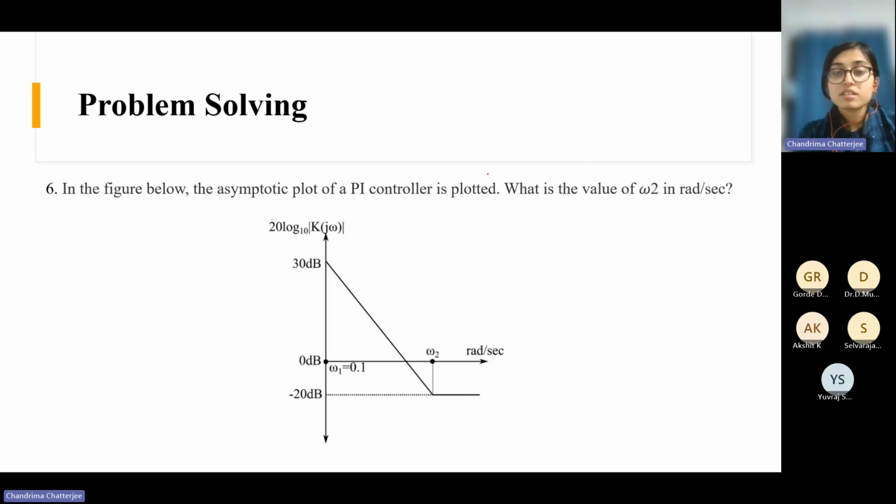Here there is a question. In the figure below, the asymptotic plot of a PI controller is plotted. What is the value of omega 2? So what is this omega 2 value that you need to find out? And this slope, for a PI controller, is minus 20 dB per decade. Can anyone tell how to solve this?